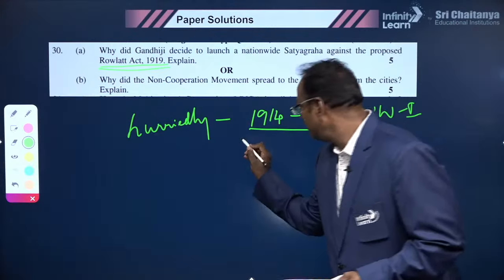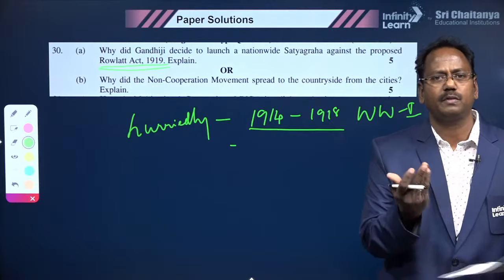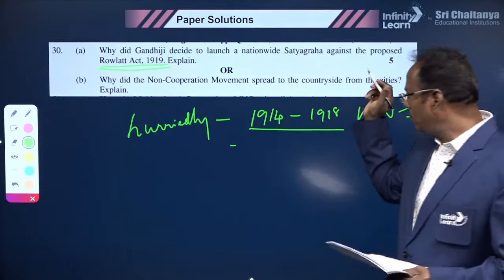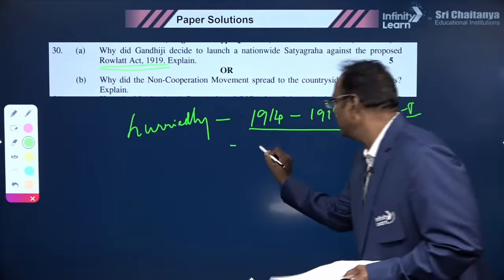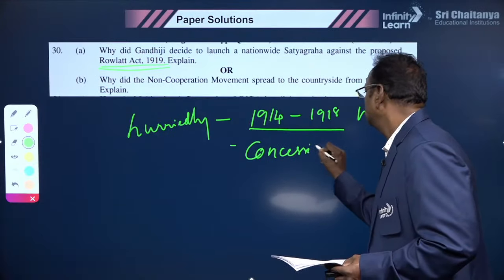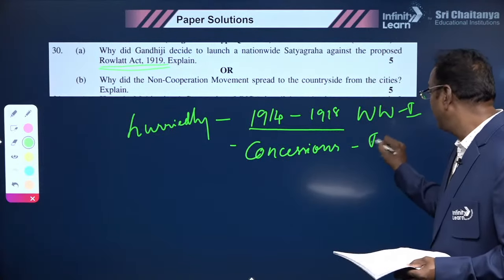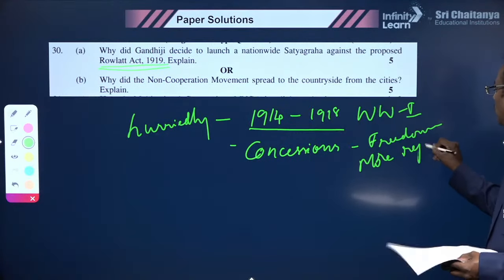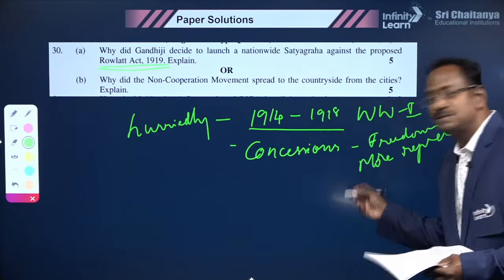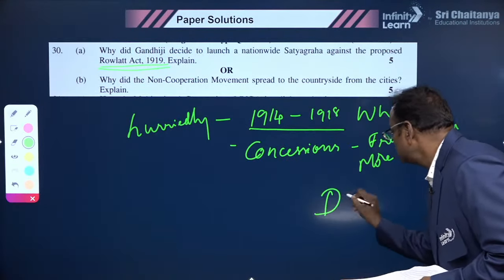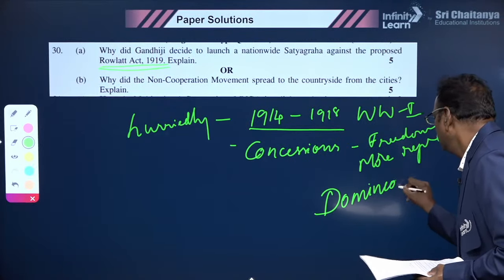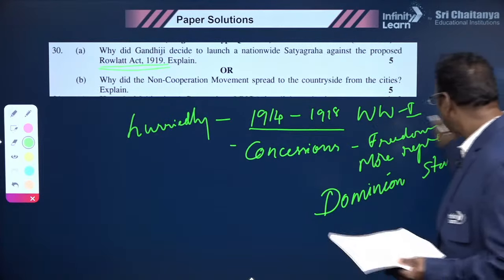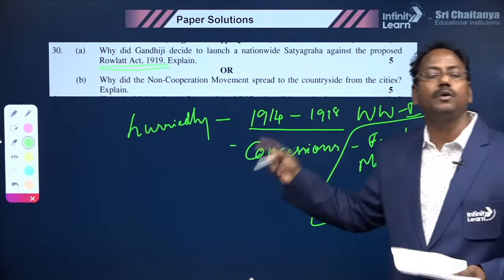During this, they thought the war would last 3 months, 6 months, 9 months, but it continued for 4 long years. During all these years, the Indians were expecting concessions, a kind of freedom or more representation, or dominion status. Most of the leaders were expecting dominion status. But some of the other leaders knew very well the attitude of the British.